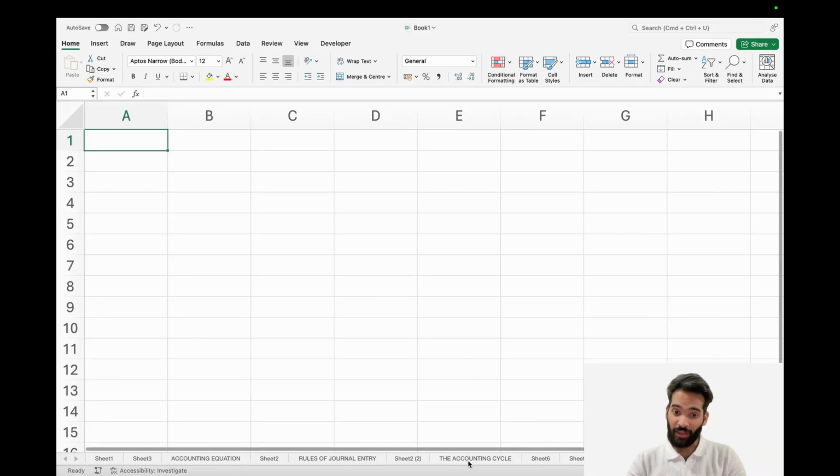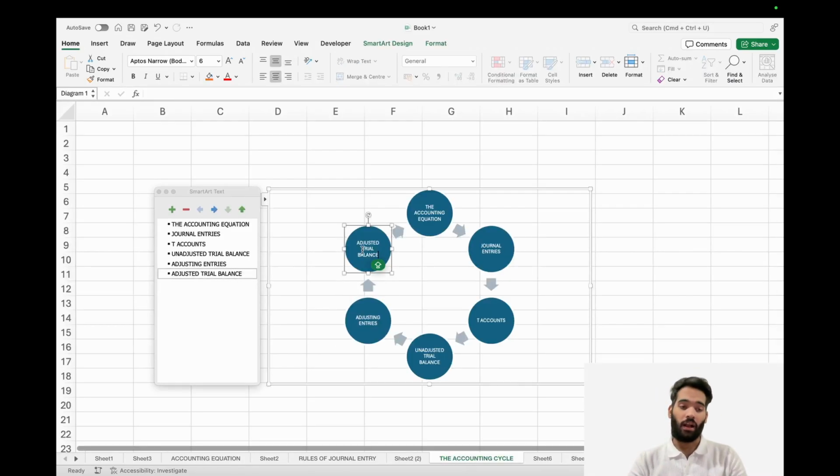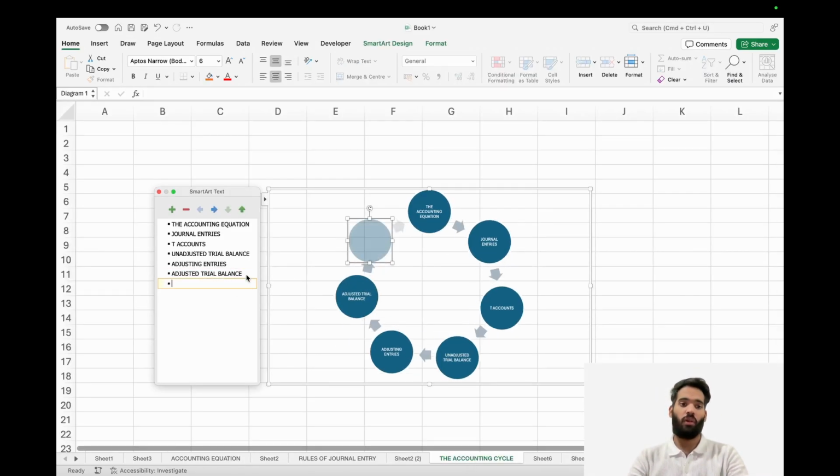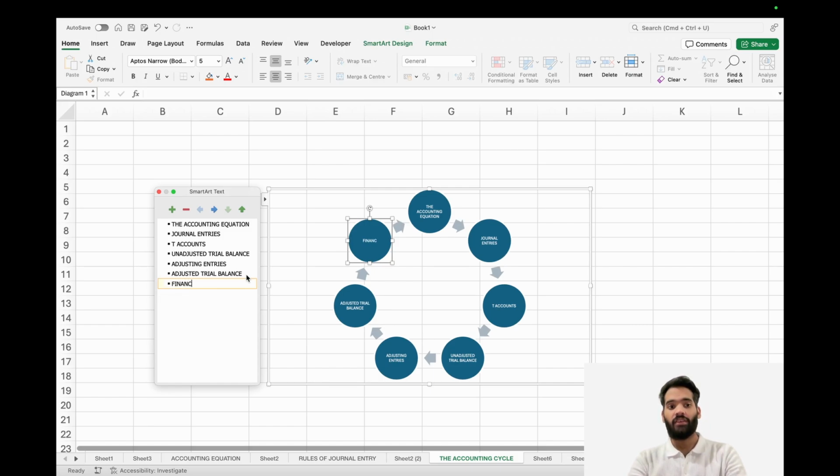Let's talk about the next step in the accounting cycle, which is called the financial statements. This is what we mean by financial reports that we make at the end of the accounting period. These are called financial statements because they help us understand the financial performance and the financial position of a business. Obviously, you can have this for companies, sole traders, and also for partnerships if you want. So those are called financial statements.